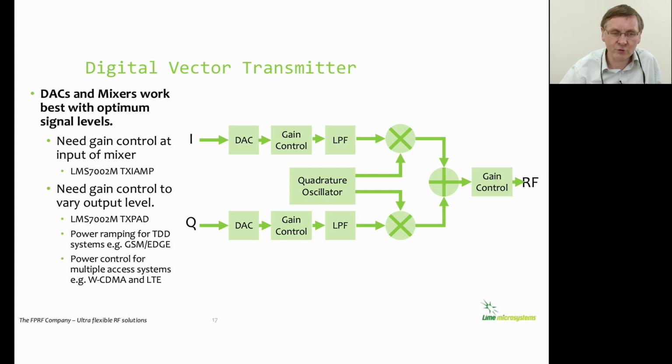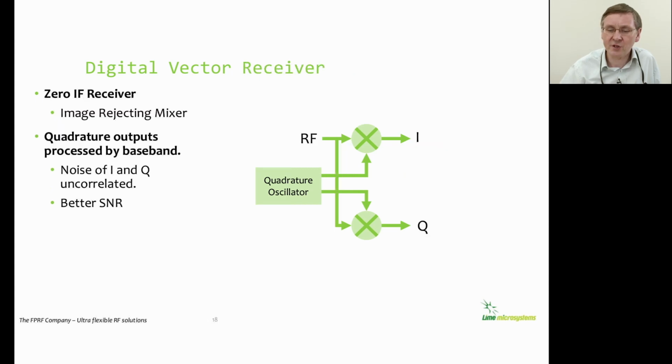So for example, some systems such as GSM have power ramping requirements because they're a time division system, and sometimes the transmitters are operating and sometimes it switches off. The receiver is very much a carbon copy of the transmitter, but with the signals in the reverse flow direction.